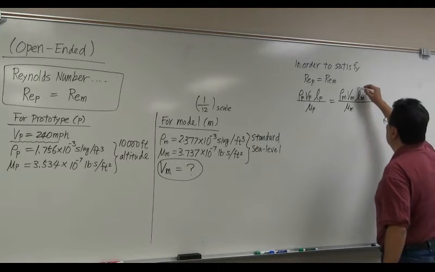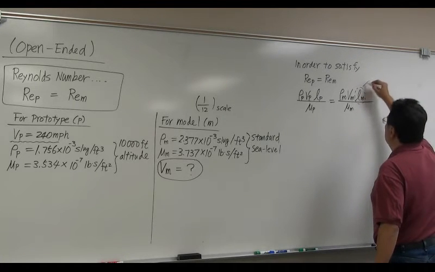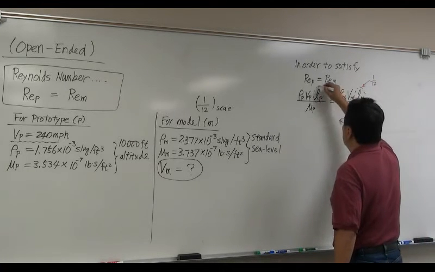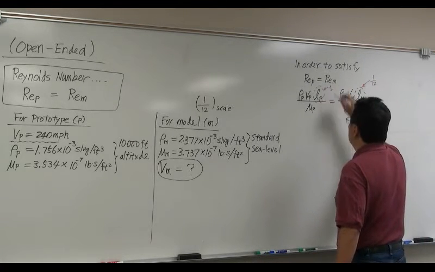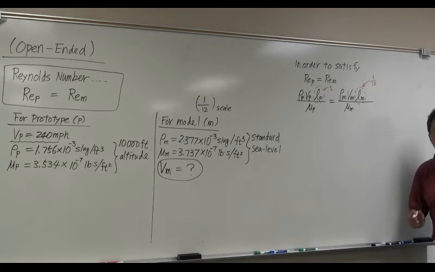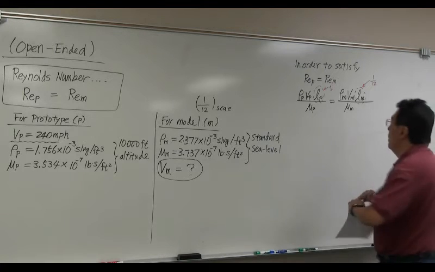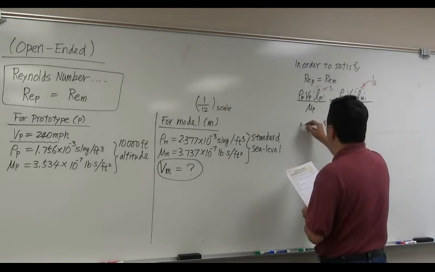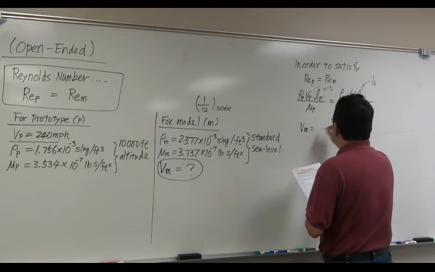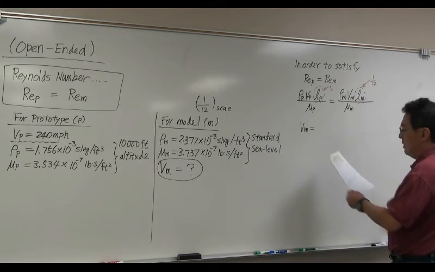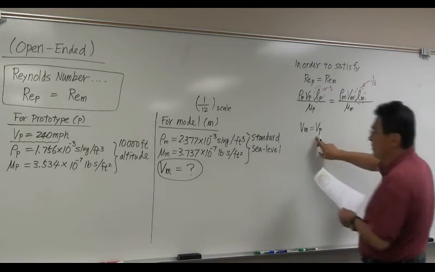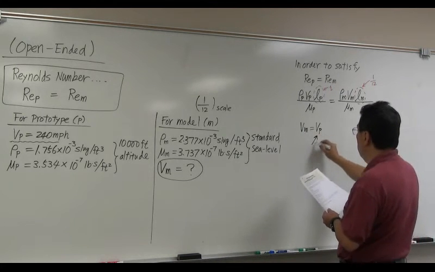Now, common mistake is, obviously this is 1/20. This is 1. Because you're using smaller model, right? So let's be careful about that. So from here, let's solve this one for V_M equal to. So this is the wind tunnel test section airspeed you need, which is velocity of prototype, which is, we know, this is 240.